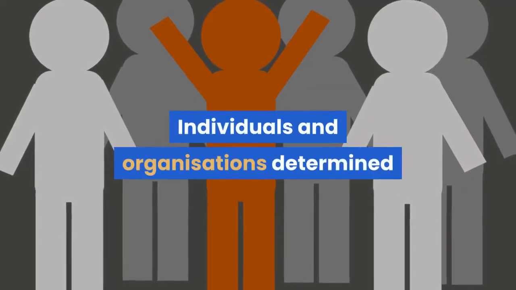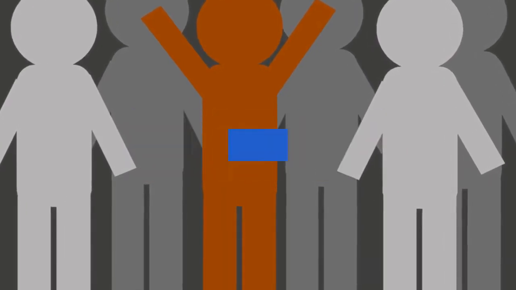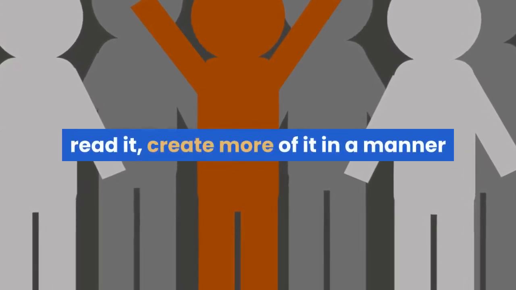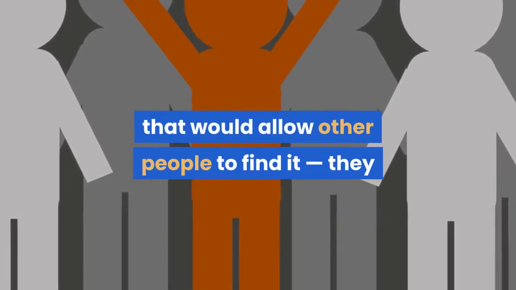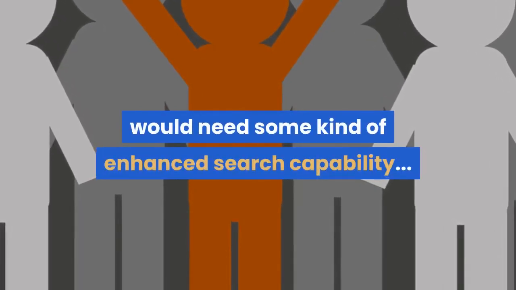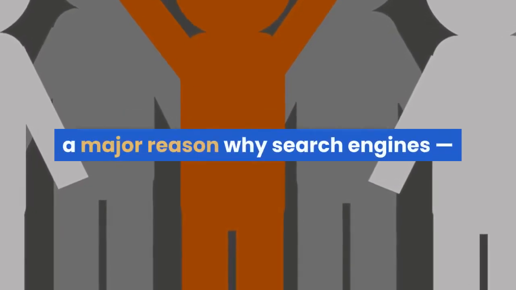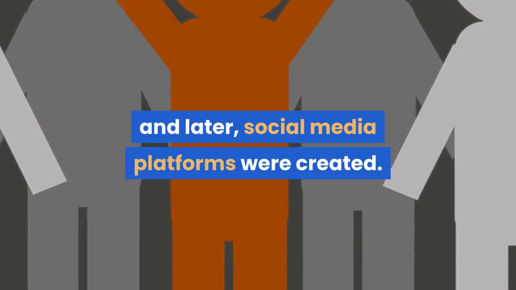Individuals and organizations determined that if they were going to be able to use that data to learn from it, access it, read it, create more of it in a manner that would allow other people to find it, they would need some kind of enhanced search capability. A major reason why search engines and later social media platforms were created.